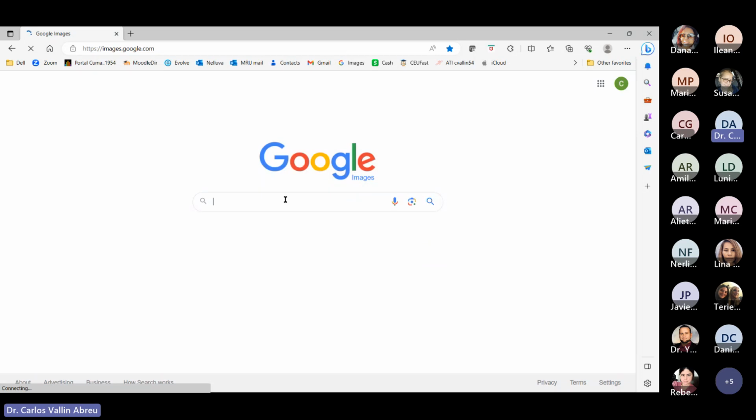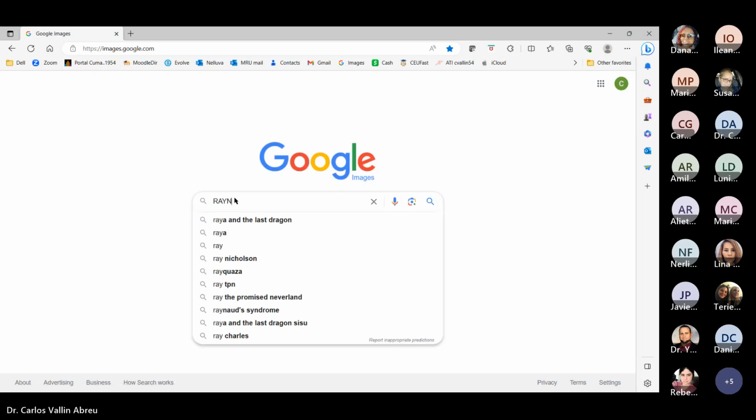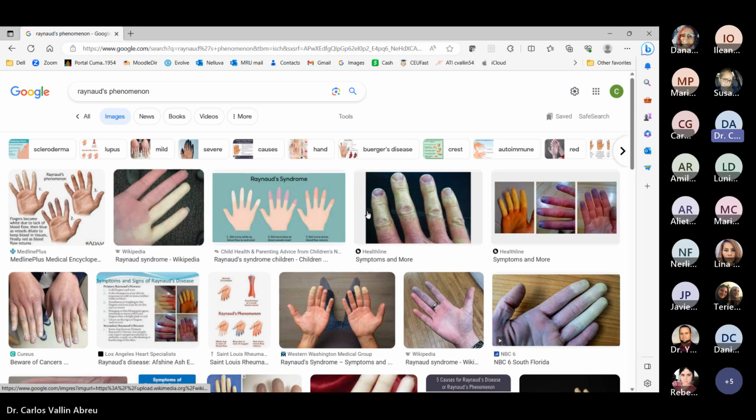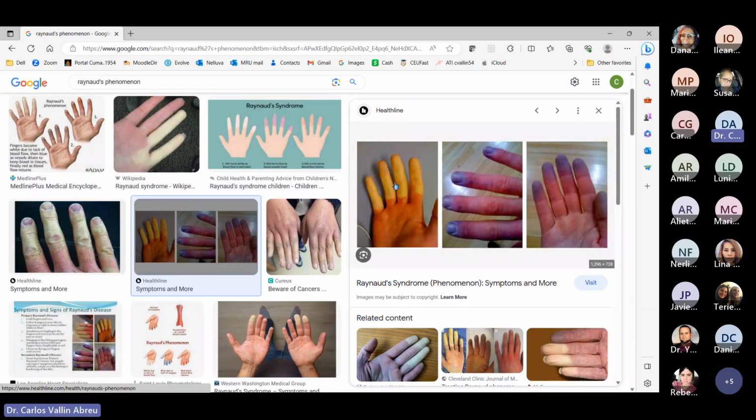A person that has Raynaud disease or Raynaud syndrome will have first a vasospasm in the terminal arteries of the digits of the fingers. And then in the first phase, you see the fingers white, without blood, okay?